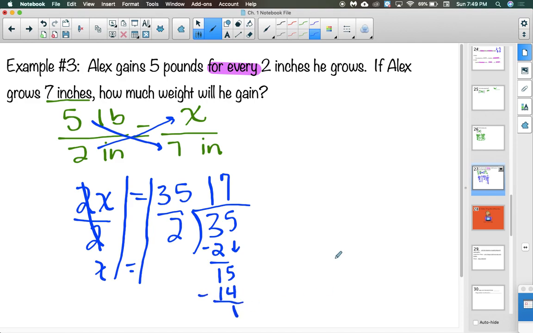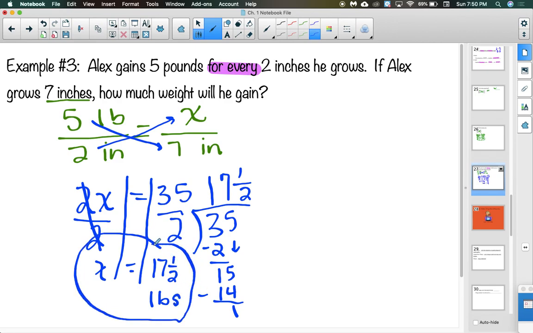You have a choice at this point if you want to do fractions or decimals, because nothing in the problem tells us which one to do. I'm going to do fractions here. The remainder becomes our numerator. Our denominator stays the same. So our final answer is 17 1/2 pounds. Don't forget to put your units into your problem because this is a word problem.